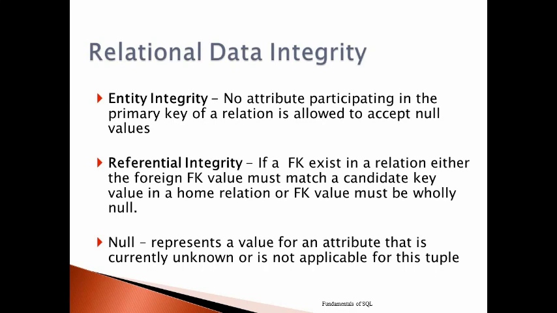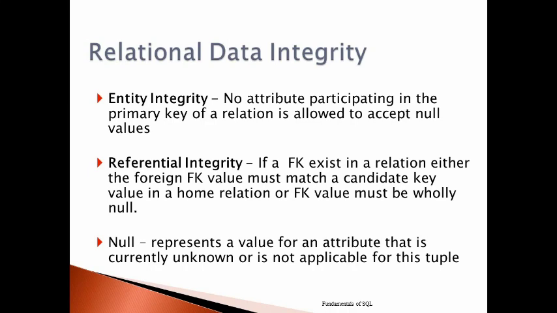Referential integrity: if a foreign key exists in a relation, the foreign key value must match a candidate key value in its home relation. In the example of the student record, we have a student table with a course code. The value you enter in that course code must be a value that already exists in the course table under the course code attribute. So you cannot introduce a new value that does not exist in the original course table. Hence, that is referential integrity.